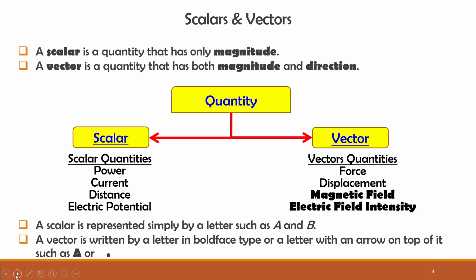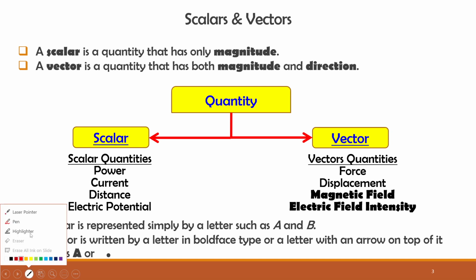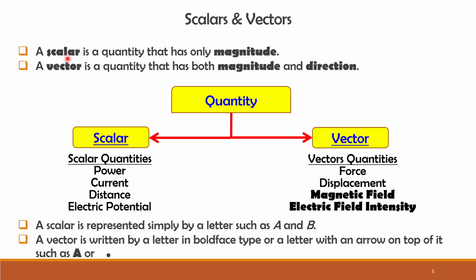So first of all, scalar and vector. As you learned in physics in secondary school, a scalar is a quantity that has only magnitude, like temperature. You have only the magnitude. A vector is a quantity that has both magnitude and direction. So quantity here you can divide into scalar and vector.